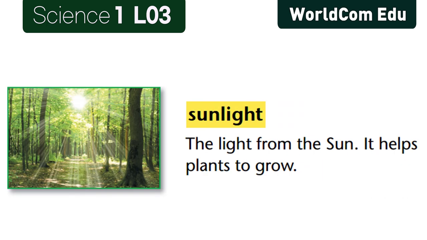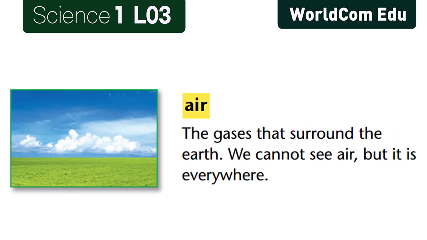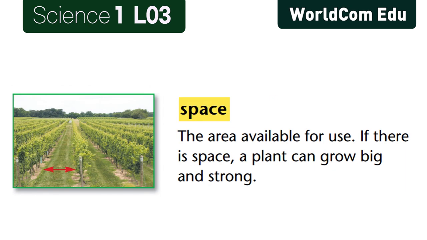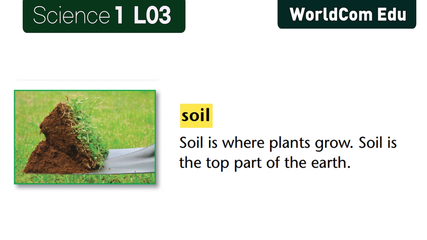Lesson 3. What plants need to grow. Sunlight. The light from the sun. It helps plants to grow. Air. The gases that surround the earth. We cannot see air, but it is everywhere. Water. A liquid that is necessary for life. Water moves food to the parts of a plant. Space. The area available for use. If there is space, a plant can grow big and strong. Soil. Soil is where plants grow. Soil is the top part of the earth.